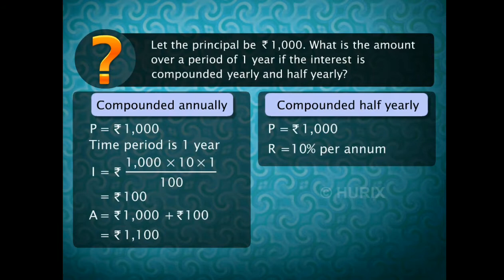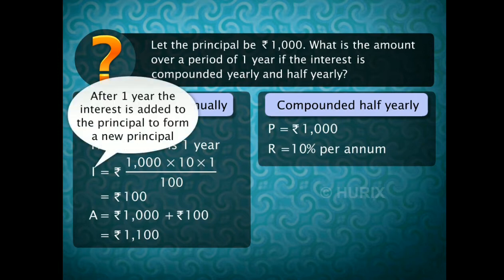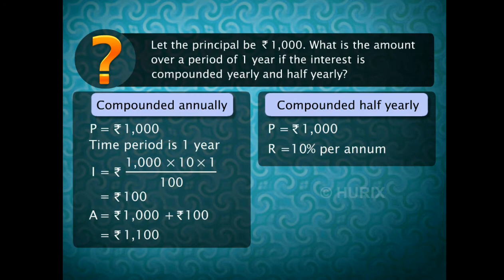When compounded annually, the amount is equal to 1,100 rupees. Now, let's understand the term conversion period, which is associated with compound interest. When we say that the interest is compounded annually, it means that after a time period of 1 year, the interest is added to the principal to form a new principal. In such a case, the period of 1 year is called the conversion period.